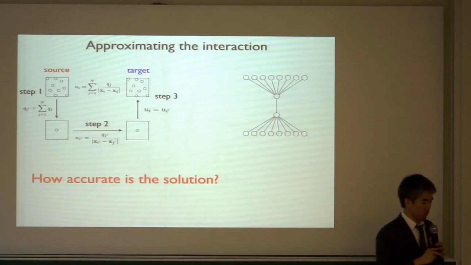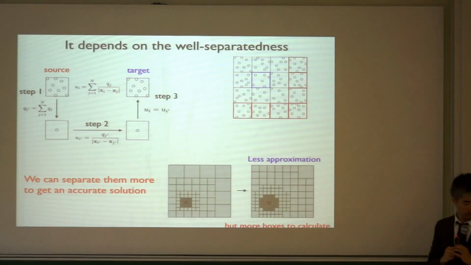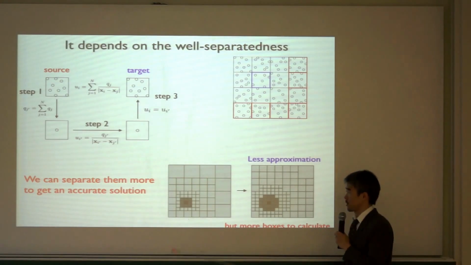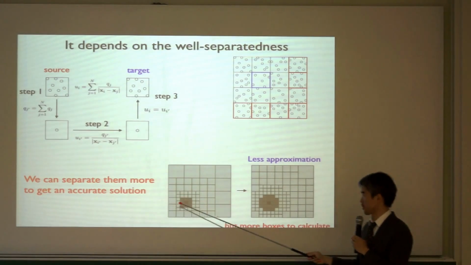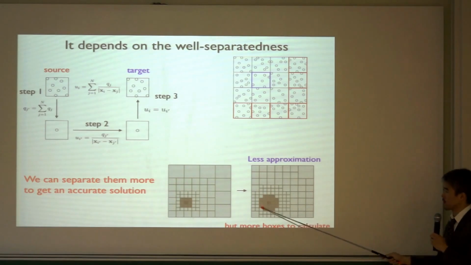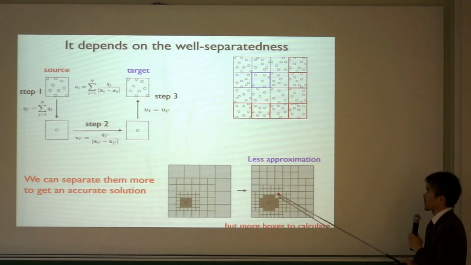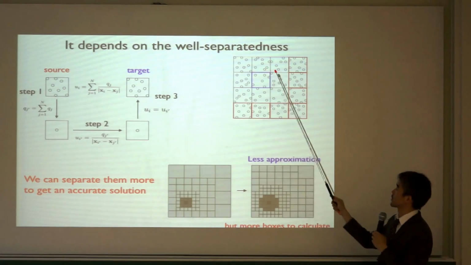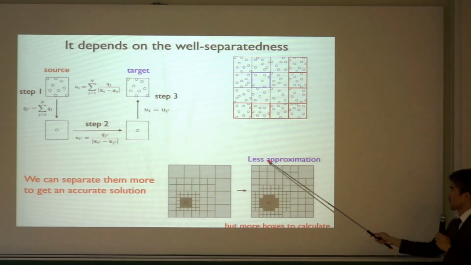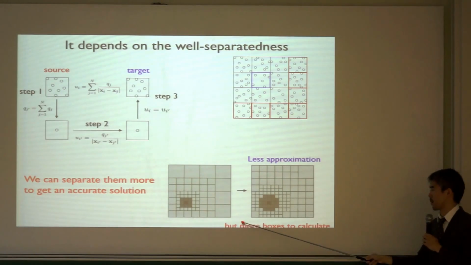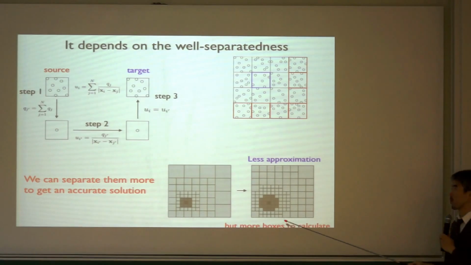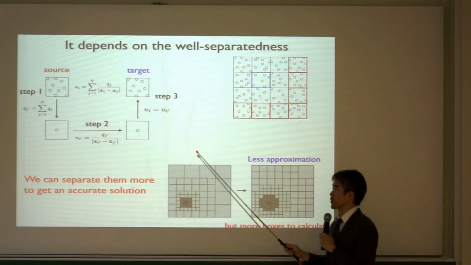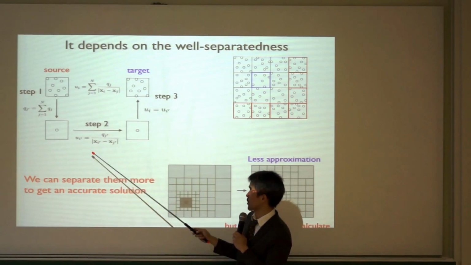And so when you measure that, you'll see that when we separate them more, we get a more accurate solution, of course. So if we do something that has a larger neighbor region, when we do the well-separatedness, then the less approximation we do, it's going to be more accurate, but we have to calculate more boxes, so it's going to be slower. So, of course, there's a trade-off between speed and accuracy.